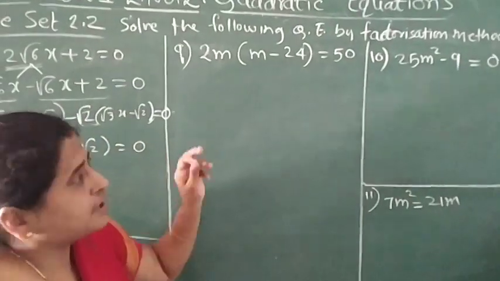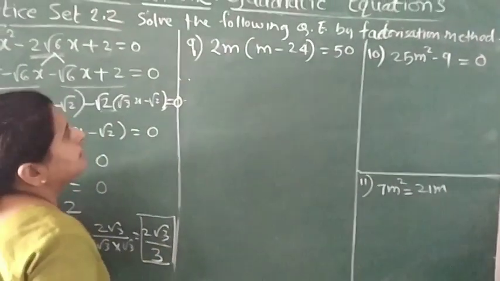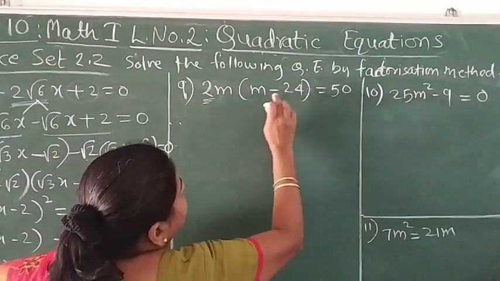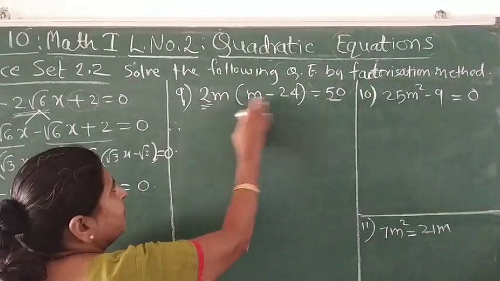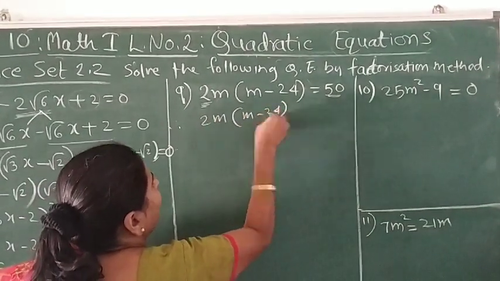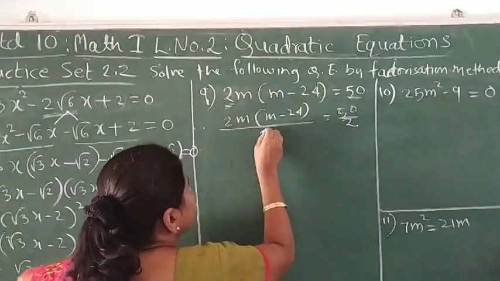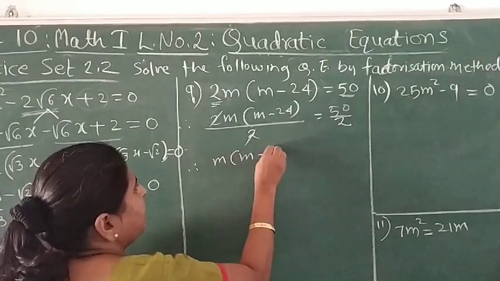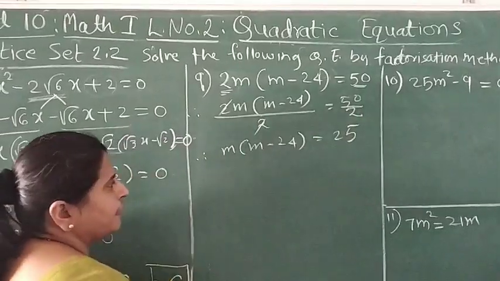Now, is it a quadratic equation? Let's simplify it. If you observe this 2 and this 50, you can divide both sides by 2 to make it easier. So this 2 will get cancelled, and you get m in bracket m minus 24 is equal to 50 divided by 2, which is 25.